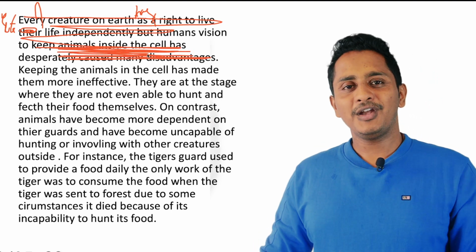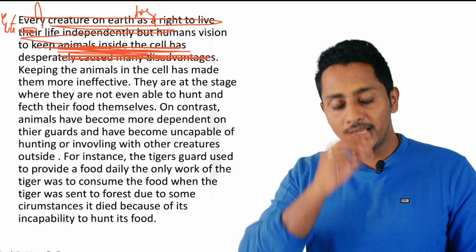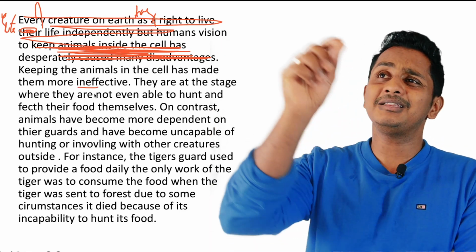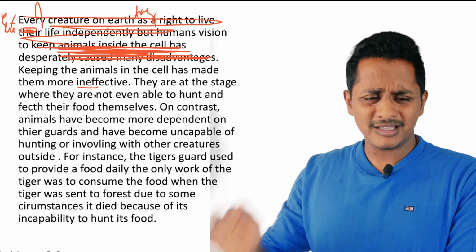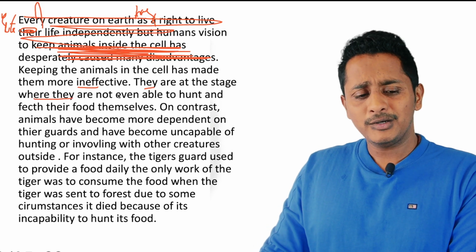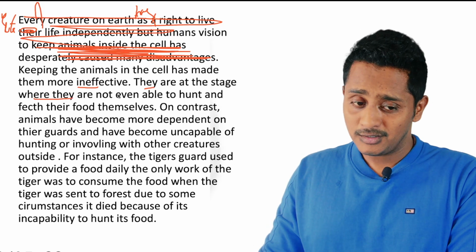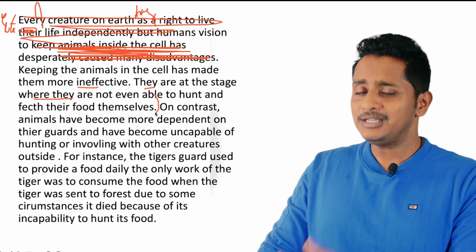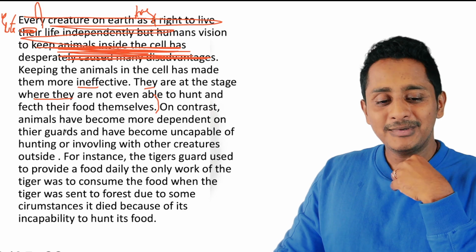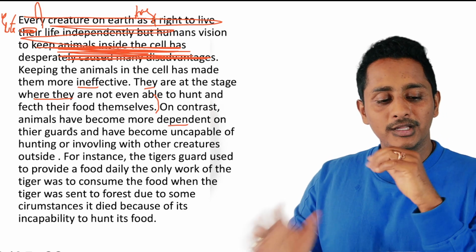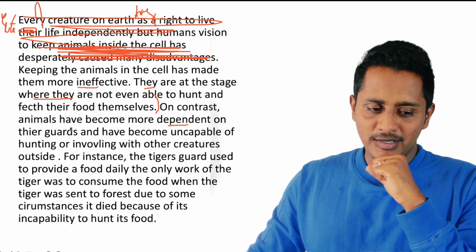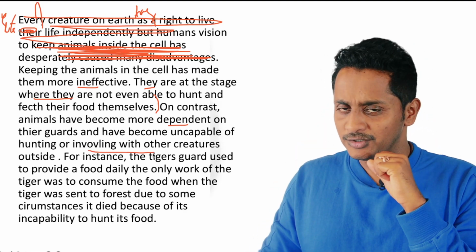One of the primary disadvantages of caging the animals is that keeping the animals in the cell has made them more ineffective. Making them ineffective is the disadvantage. Great idea. They are at the stage where they are not even able to hunt and fetch their food for themselves. Greatly written, supporting idea scores. In contrast, animals have become more dependent on their guards, and have become incapable of hunting or interacting with other creatures outside.